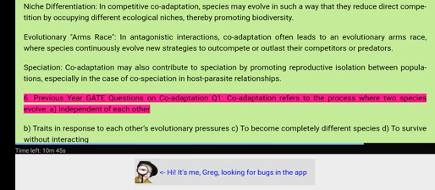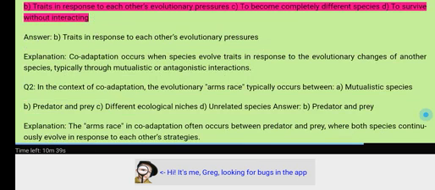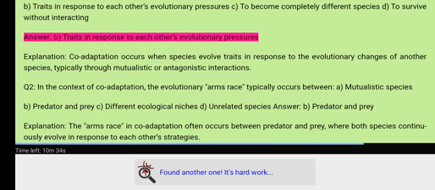6. Previous year questions on co-adaptation. Q1. Co-adaptation refers to the process where two species evolve: A. Independent of each other. B. Traits in response to each other's evolutionary pressure. C. To become completely different species. D. To survive without interacting. Answer: B. Traits in response to each other's evolutionary pressures.